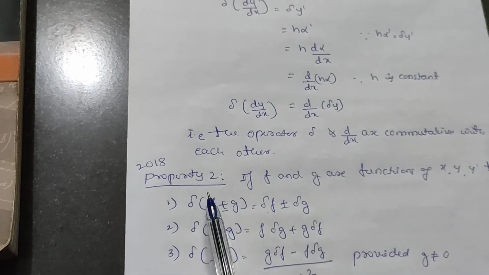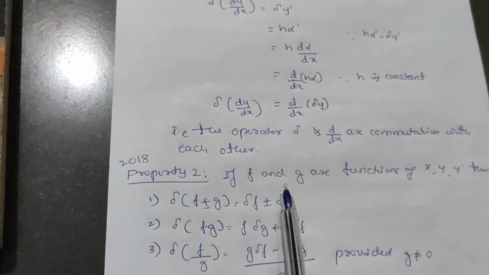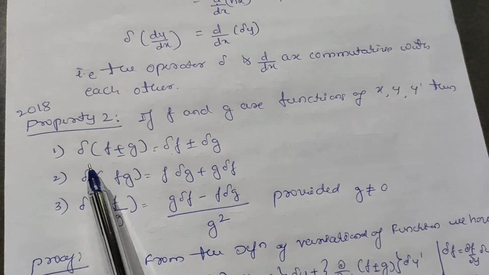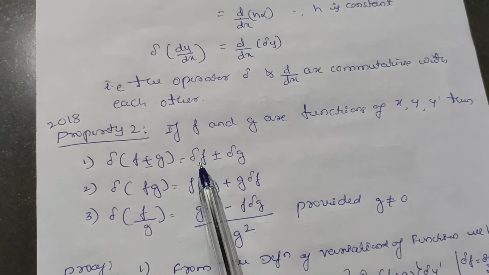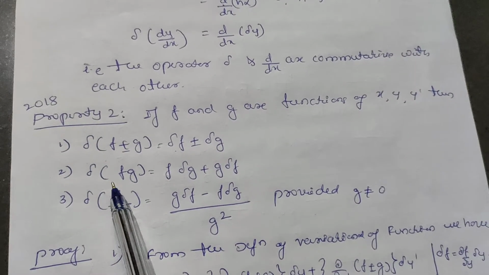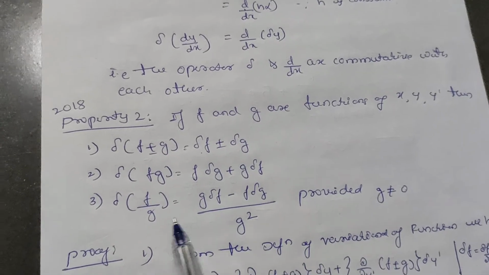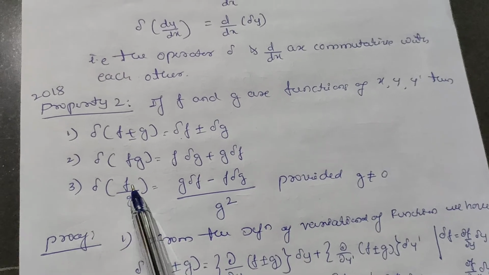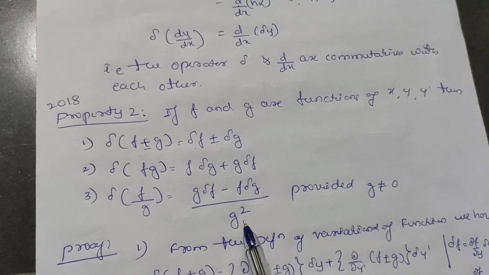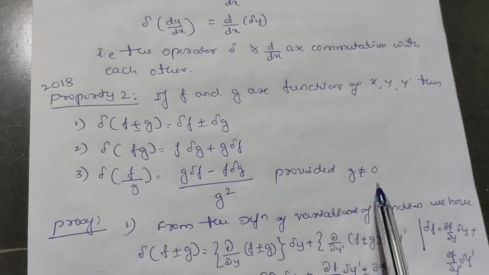Then the second property. Again this question is important; it appeared in the 2018 examination. If f and g are functions of x, y, y dash, then delta of f plus or minus g is equal to delta f plus or minus delta g. The second property is delta of f into g is equal to f delta g plus g delta f. And the third one is delta of f by g is equal to g delta f minus f delta g divided by g square. This is possible only when g is not equal to 0.